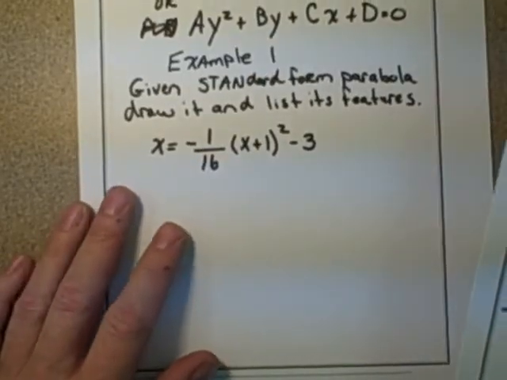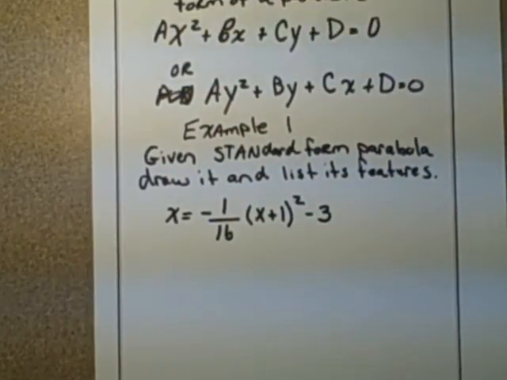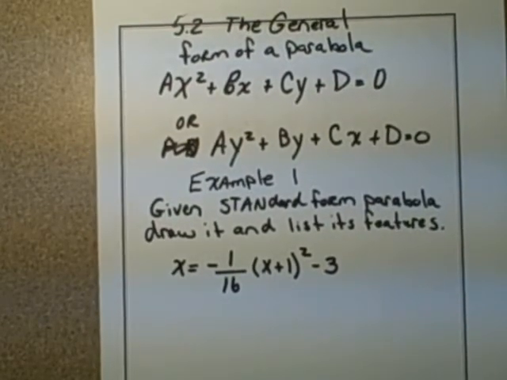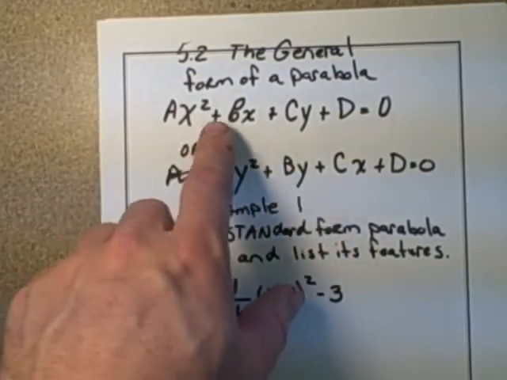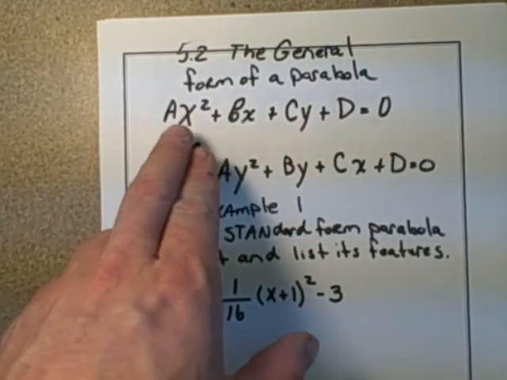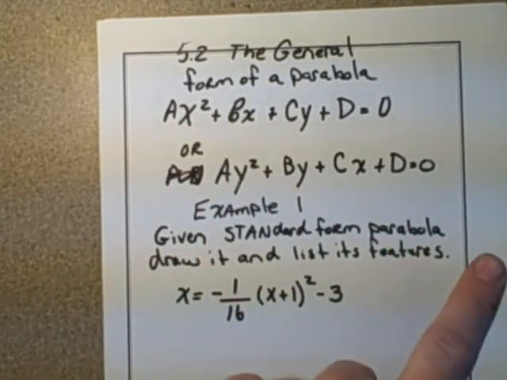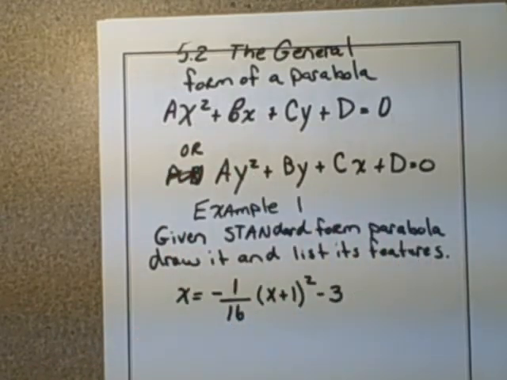Okay, so you can convert that standard form into a general form. If you see a parabola in general form, it looks something like this: ax squared plus bx plus cy plus d. Notice that one term is squared, or it could be the y term that is squared. So this is the general form of a parabola. It has one squared term, either x or y, and one with x or y by itself, no square.